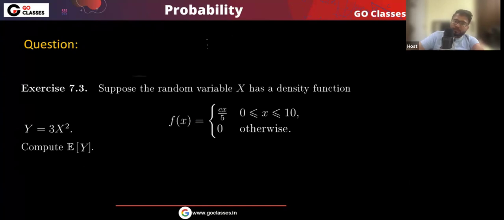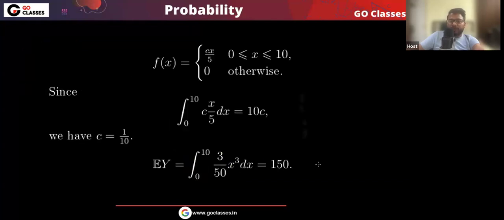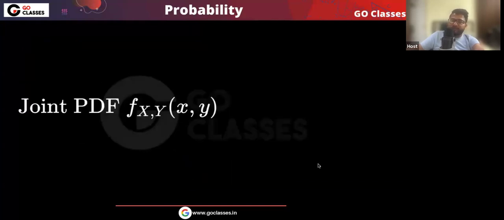For example, you can try this as homework. Expectation of this function of a random variable, you can put directly. So it will be basically the integral of 3x squared into cx by 5 dx. The C value you can find out by the integration, which is from 0 to 10. So these are the easy questions only. I'm writing this as homework because the answer is also there on the next page.